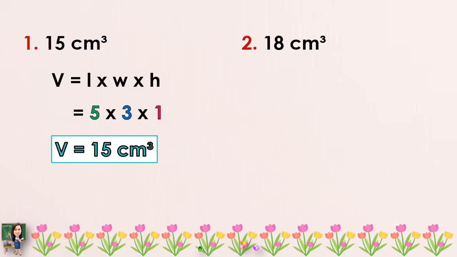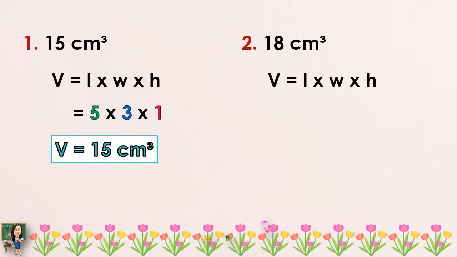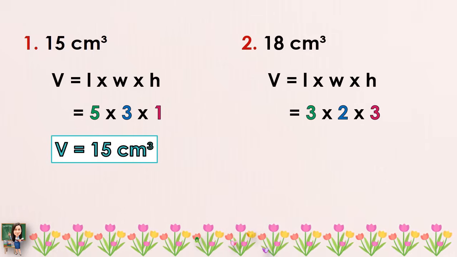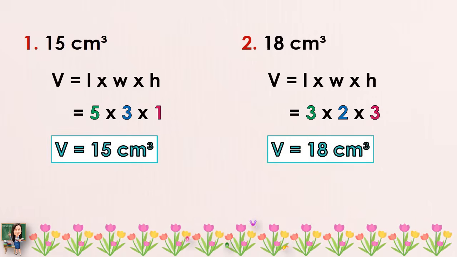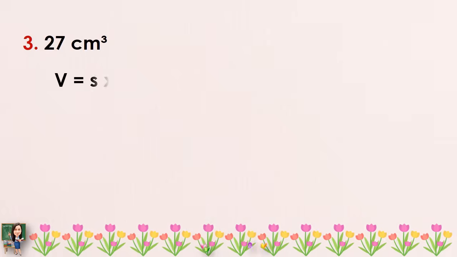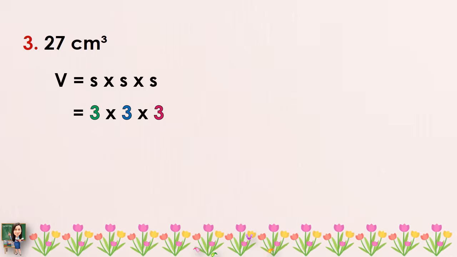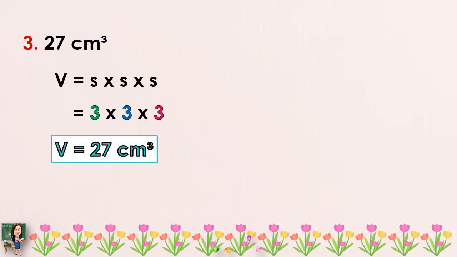Number 2, 18 cubic centimeter. You will draw a rectangular prism to get the length, width, and the height. So therefore, the length is 3, the width is 2, and the height is 3 to get the volume, which is 18 cubic centimeter. Number 3, 27 cubic centimeter. You will draw a cube to get the measure of each side. So every side is 3 centimeter. So therefore, 3 times 3 times 3 to get the volume, which is 27 cubic centimeter.